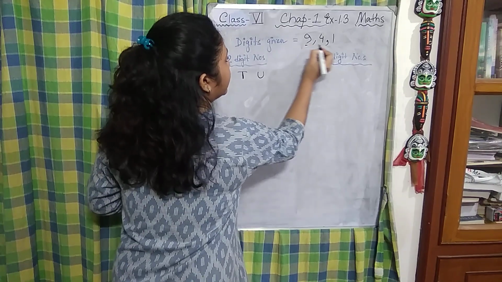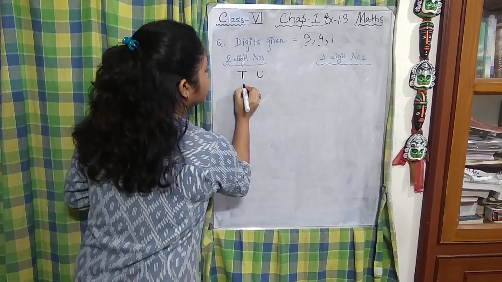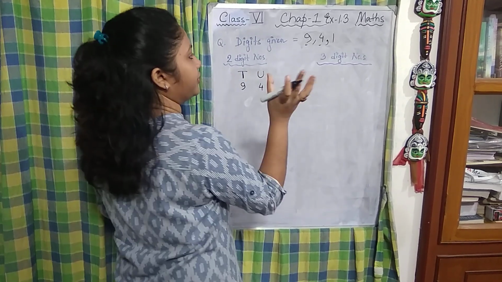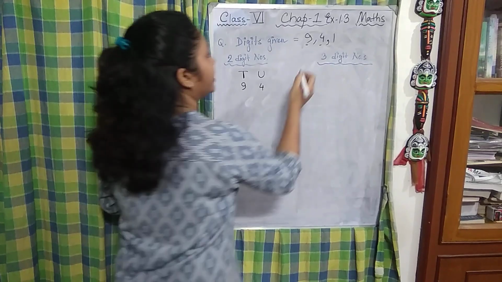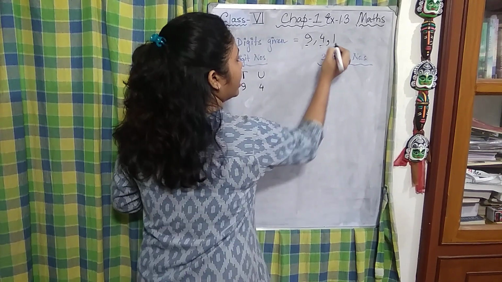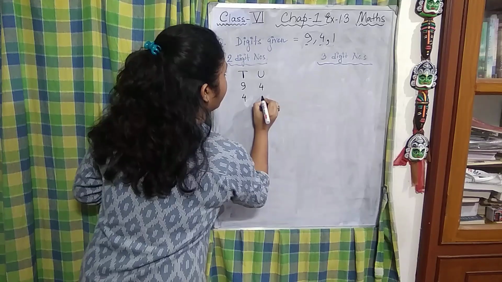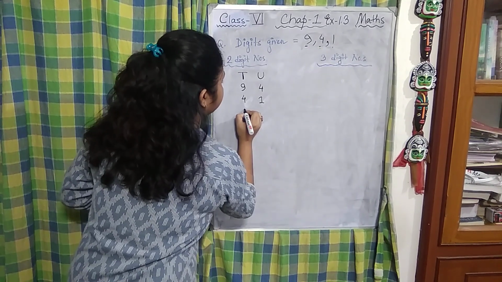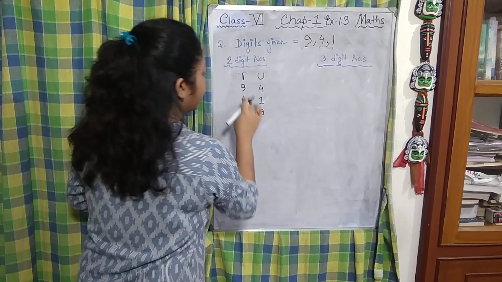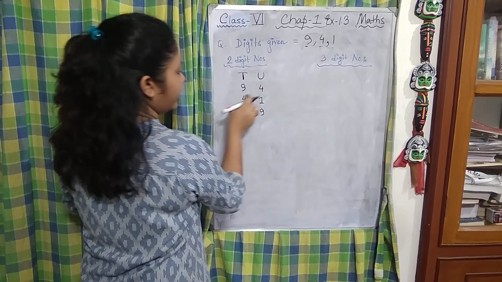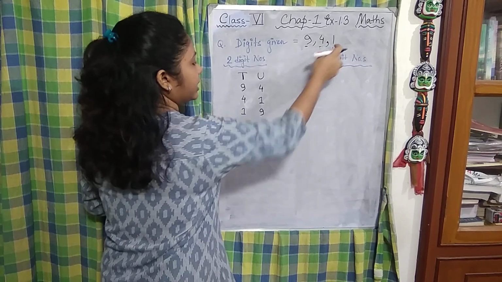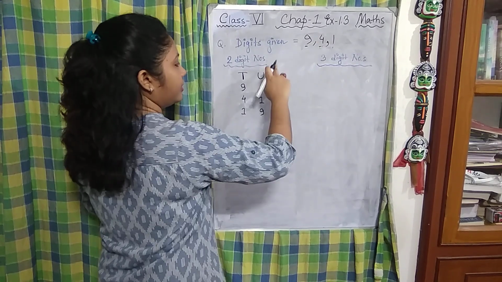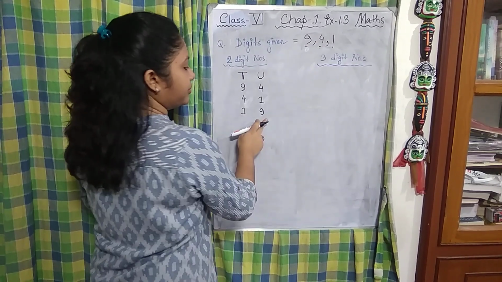So we'll start with 9 and 4. I'm placing 9 first and then 4. See the trick. We will go in a serial manner. 9 4, then 4 1, then 1 9. See, in 9 4, 4 came in the first position and 1 came in the last position. The last position number came in the first position and the number next to it came in the second position.